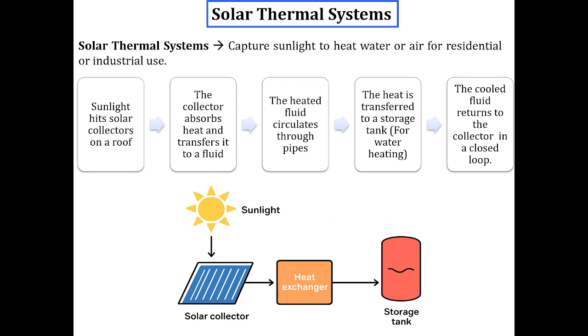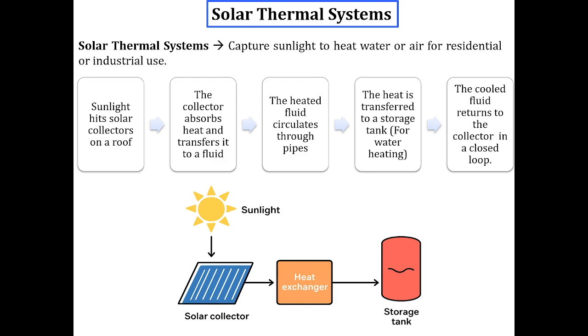The cycle then repeats. So the basic conversion is solar radiation to thermal energy to heated fluid to useful heat. Unlike solar PV, the main output here is heat rather than electricity.